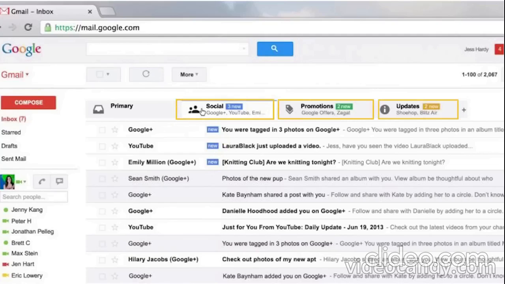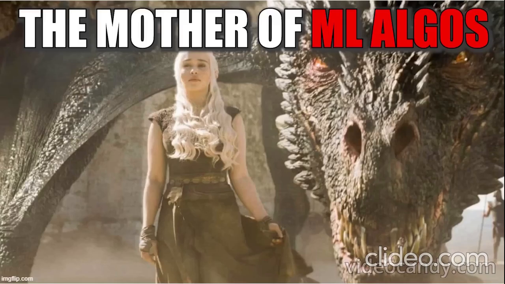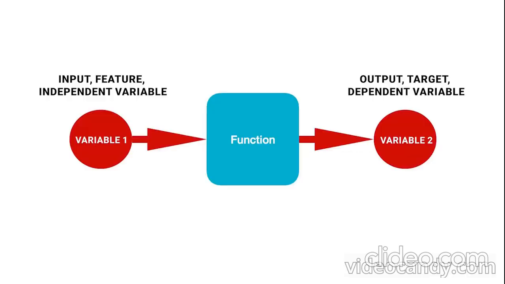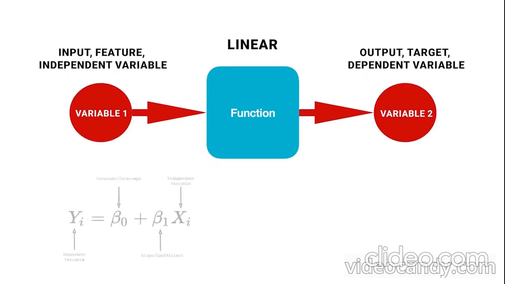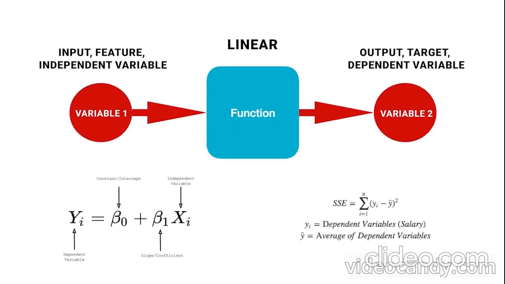Now let's dive into the actual algorithms, starting with the mother of all machine learning algorithms, linear regression. In general, supervised learning algorithms try to determine the relationship between two variables. We try to find the function that maps one to the other. Linear regression, in its simplest form, is trying to determine a linear relationship between two variables, namely the input and the output. We want to fit a linear equation to the data by minimizing the sum of squares of the distances between data points and the regression line.